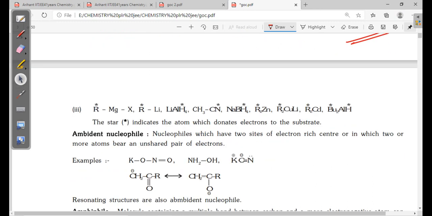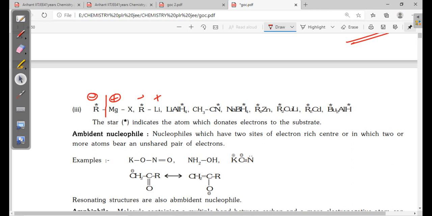In RMgX, as in the last case we discussed, Mg is the plus. If Mg is the plus, obviously R is the minus. So that's why this R is acting as a nucleophile. Same case when these metals are connected with a carbon chain. The metal is generally positively charged, the carbon gets a negative charge, so these act as nucleophiles.